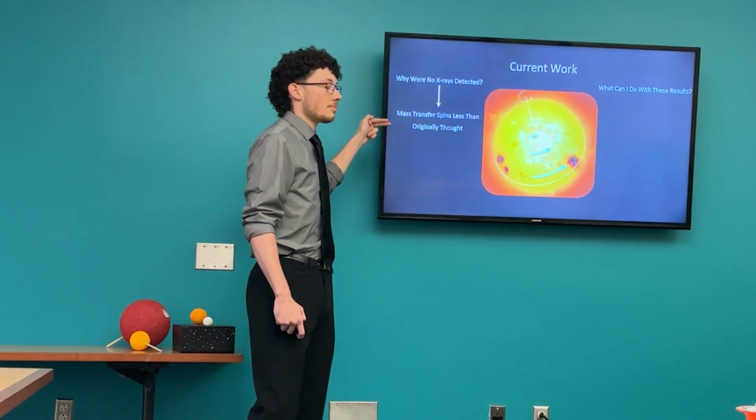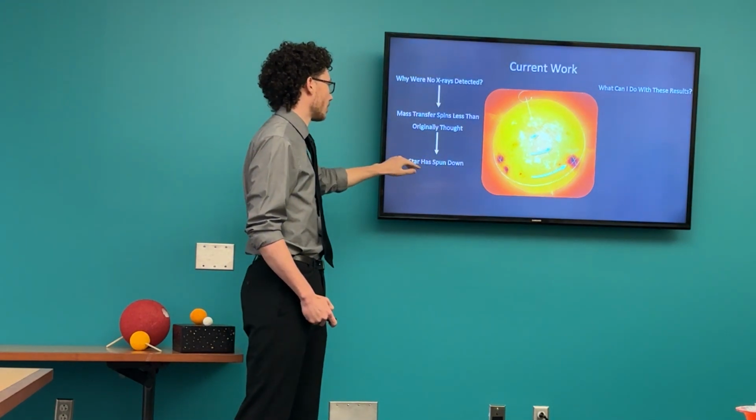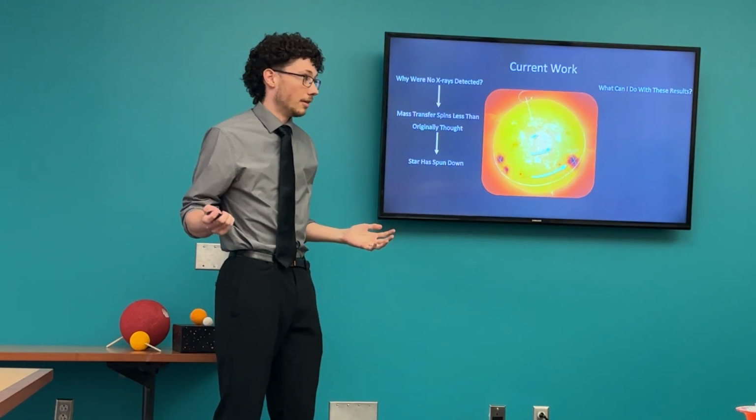Maybe the mass transfer spins up less than we originally thought, or maybe because it's been 650 million years, the star has spun down. We don't know. We're trying to figure that out.